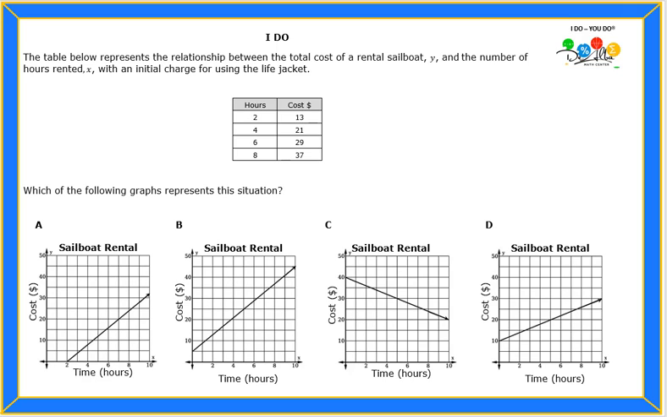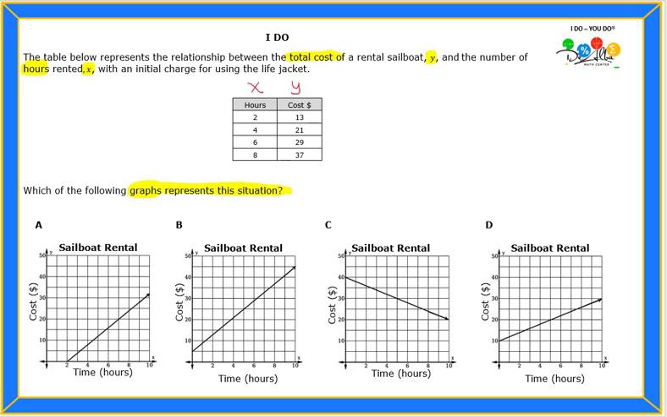Okay, so they're asking us to find which one of the graphs represents the situation, and the situation is on the table, right? So it says right here that the hours is my X and my Y value will be the total cost, right? Let's write down here, this is my X and this is my Y. So X is the hours and Y is the total cost. Let's look at the graphs and see which one of the graphs actually matches my table.